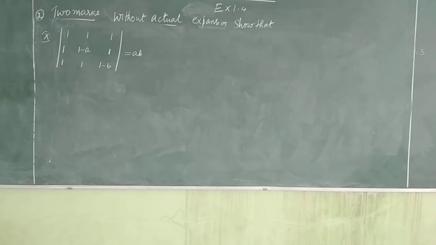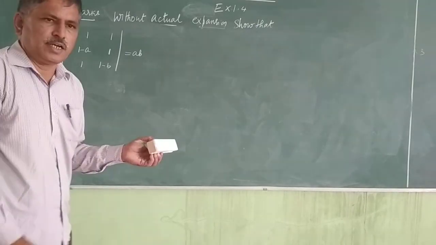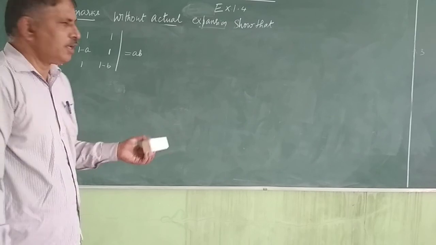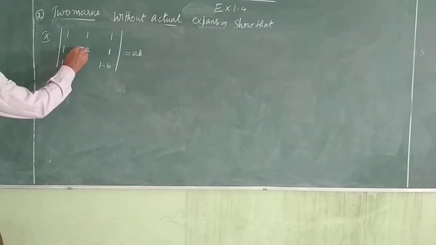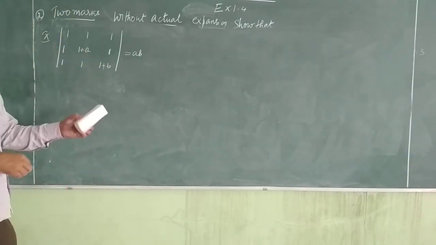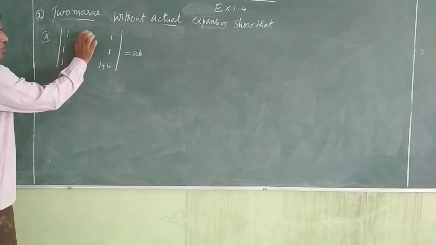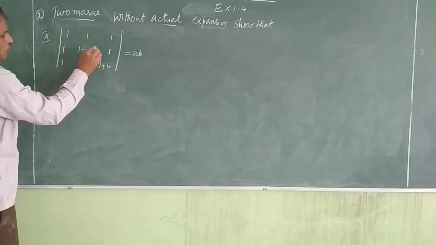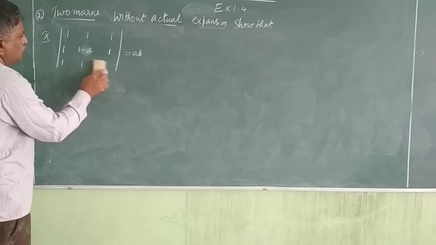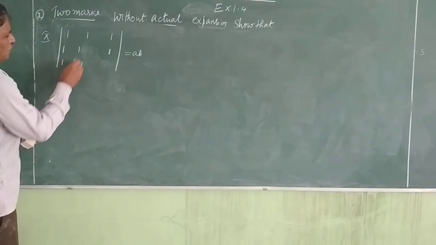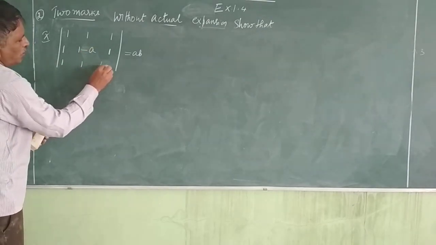I have taken the 10th question. The 10th and the 9th are both one and the same. For the 9th we have a positive sign here, and the proof is also the same. For the 10th, instead of a positive sign, we have a negative sign: minus A as well as minus B, 1 minus A, 1 minus B.